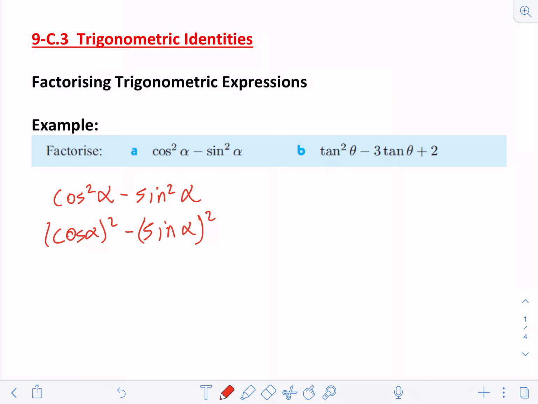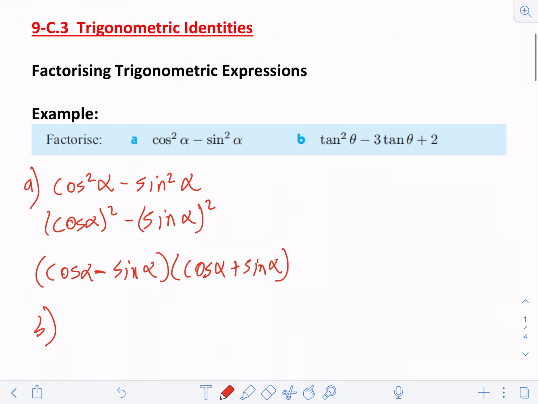So if I were to factor this, just like any other normal difference of squares, this is going to be cosine of alpha minus sine of alpha times cosine of alpha plus sine of alpha. And that's it. I factored it because it's a difference of squares. That was A. Let's look at part B.